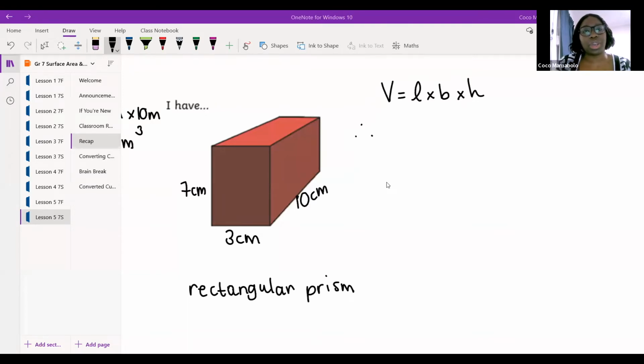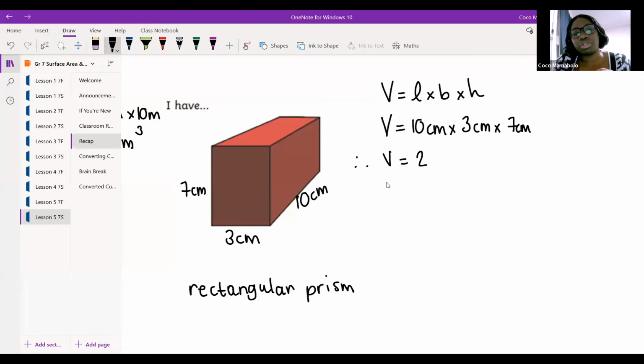Okay, so now I'm going to have volume. My length is always my long side on the bottom, which is 10 centimeters, multiplied by my short side on the bottom, 3 centimeters, multiplied by my height, the one from the bottom going up, which is 7 centimeters. Therefore, my volume is equal to 210 centimeters cubed.